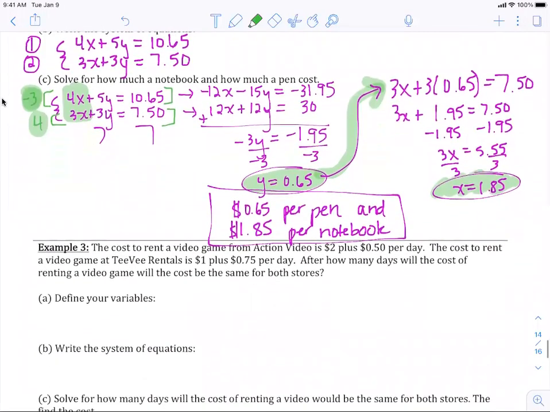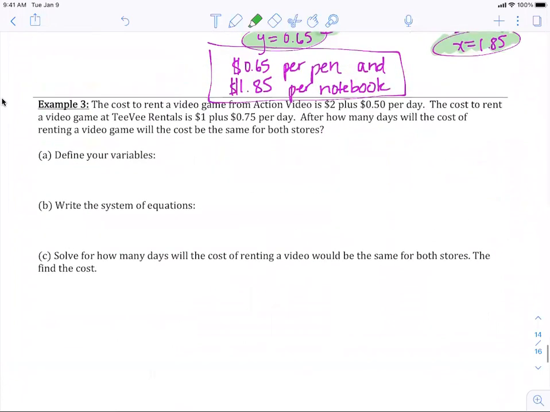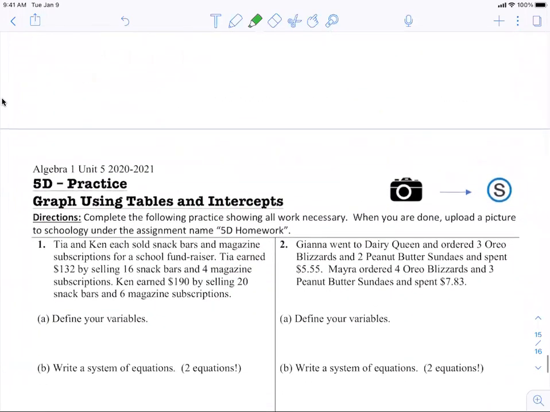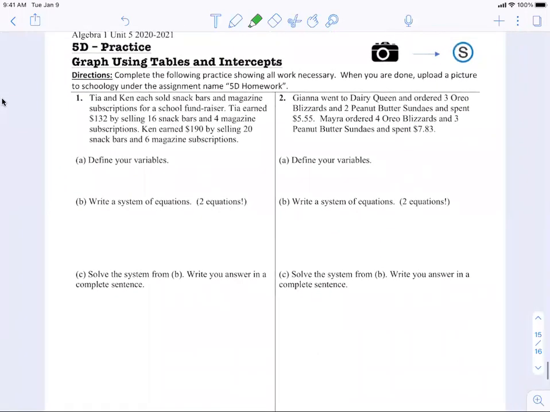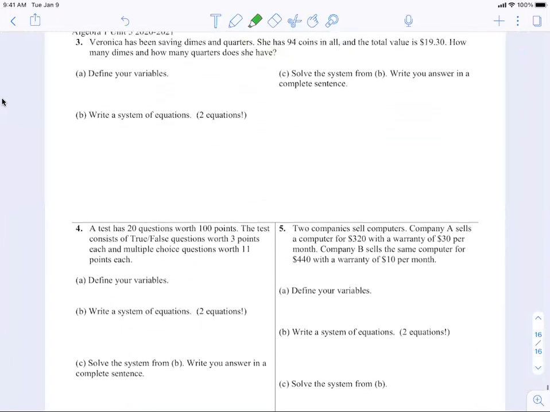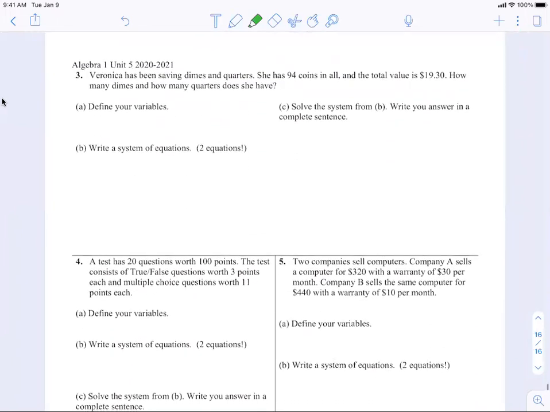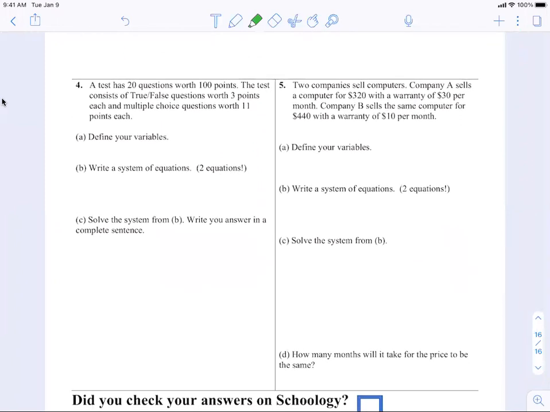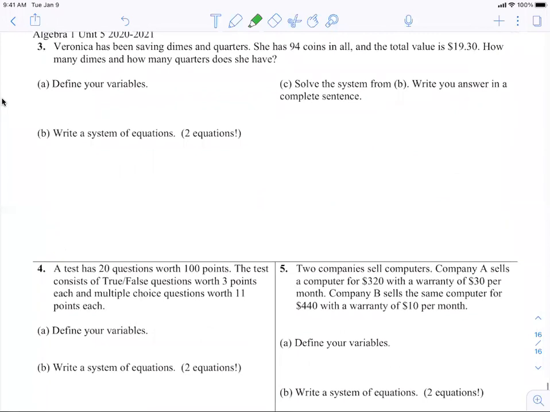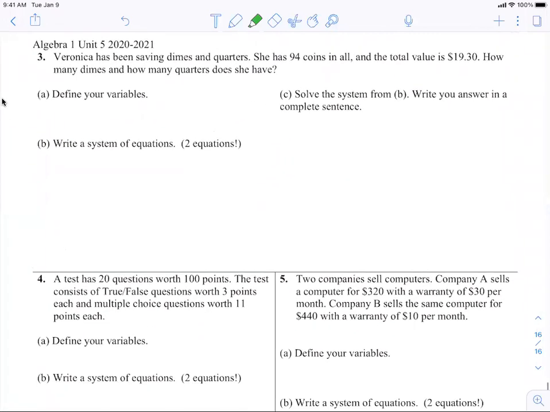All right, so for your next one, I'm actually going to skip the last example from here. I want you guys to look down now at your homework for the day. If you go to the 5D practice, if you could turn to the back of that page, I'm going to do number 3 with you guys, because there is one last type of setup when it comes to solving different types of word problems.